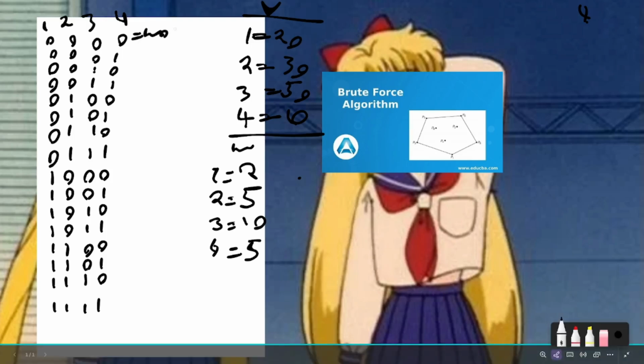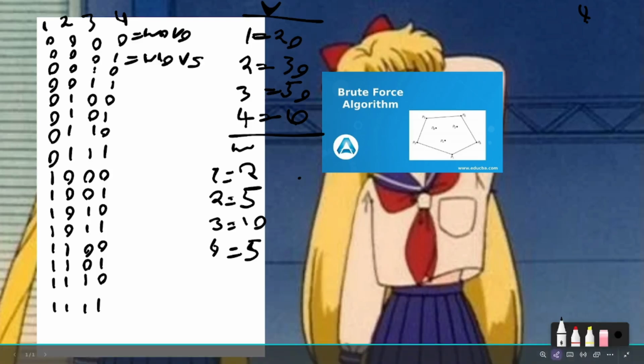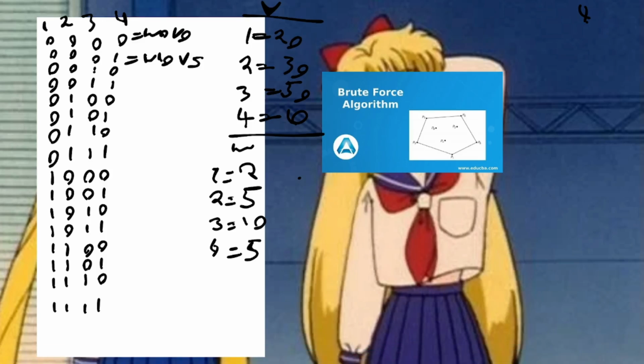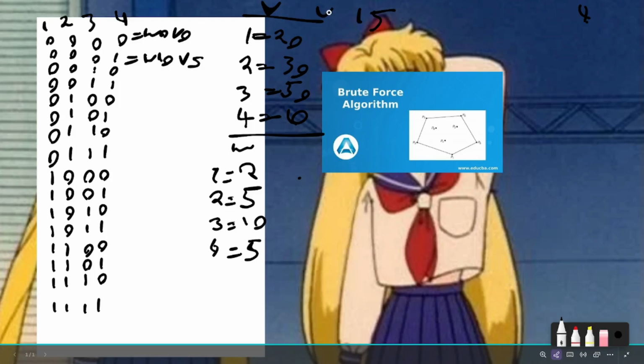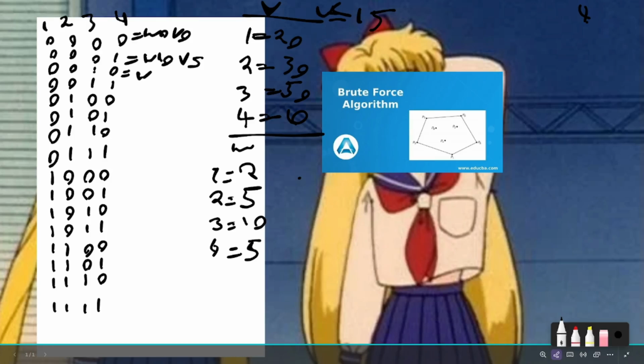So weight 0, value 0. Okay, so the weight of 4 is 10, value of 4 is 5. Weight 10, value 5. I never looked at our capacity, and it doesn't matter, I can just make it up. Let's have a capacity of 15, I don't know. You can carry 15 weight for your Hatsune Miku.